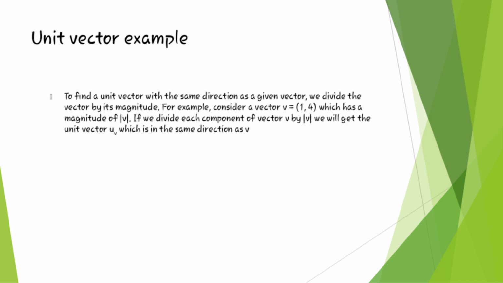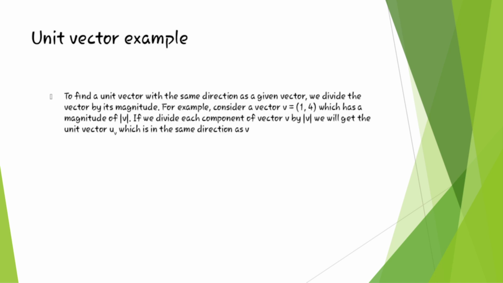Then we shall look at a unit vector. And what is a unit vector? We'll look at how to find a unit vector. When we say the unit vector with the same direction as a given vector, we divide the vector by its magnitude. For example, we consider the vector v having the coordinates (1, 4), which has a magnitude of |v|. If we divide each component by |v|, we will get a vector in the same direction as v.